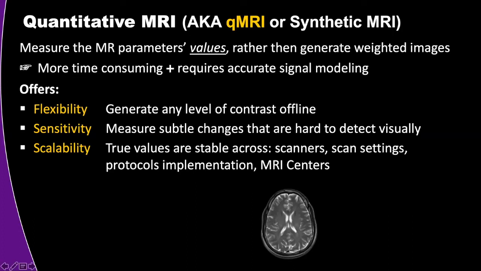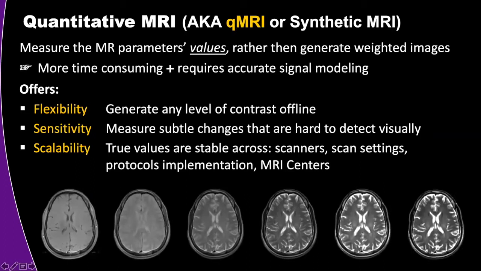Once we have the T2 value, we can generate any level of contrast offline. So in this example, we can take the T2 and create proton density weighted images or heavily T2 weighted images from a single T2 map.